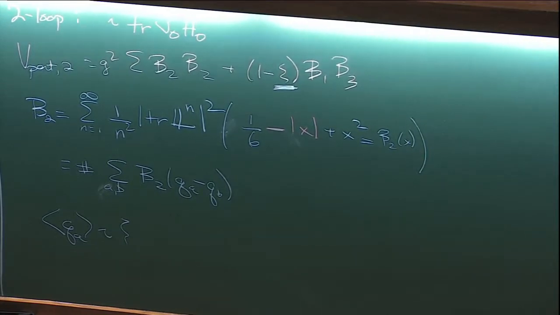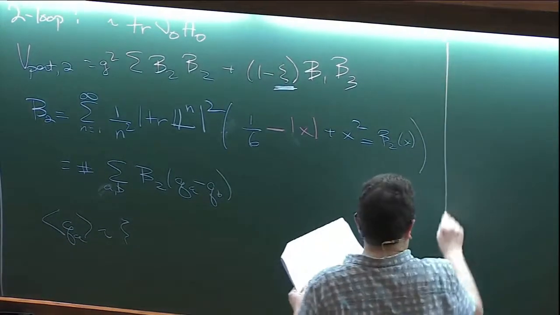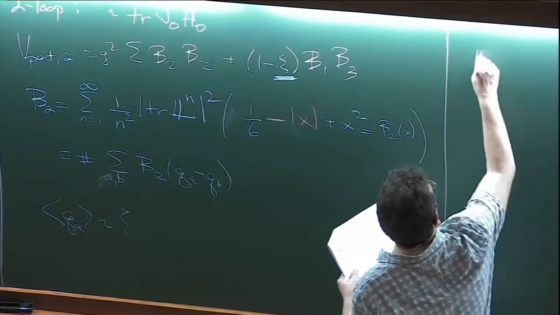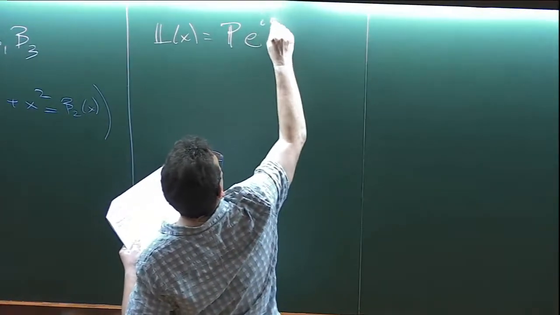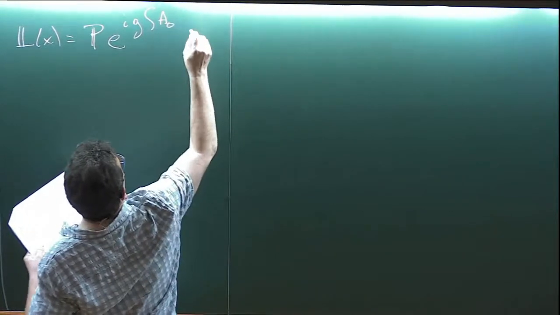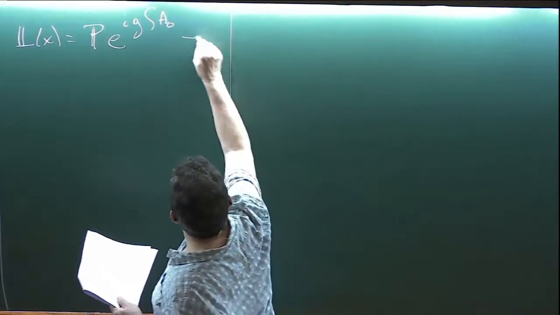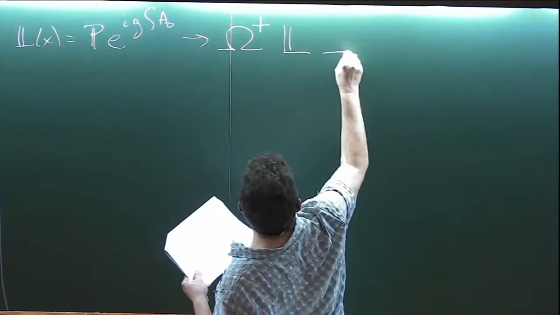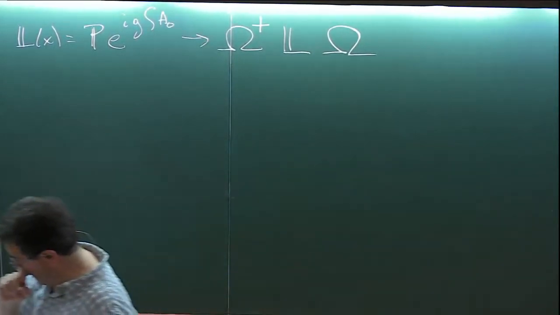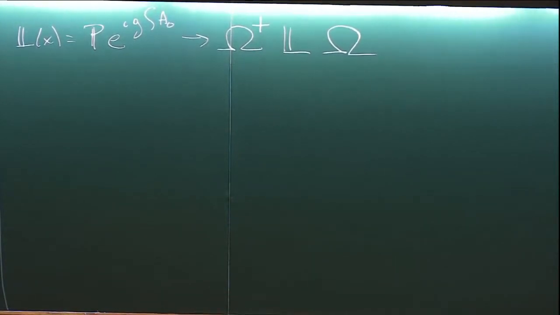So people didn't know what to make of that, and the answer was given by Belyayev in 1991, who pointed out that, as I mentioned before, the thermal Wilson line, which is the path-ordered exponential of ig integral of A naught, transforms homogeneously under a gauge transformation. So while it is gauge variant, the eigenvalues are not.